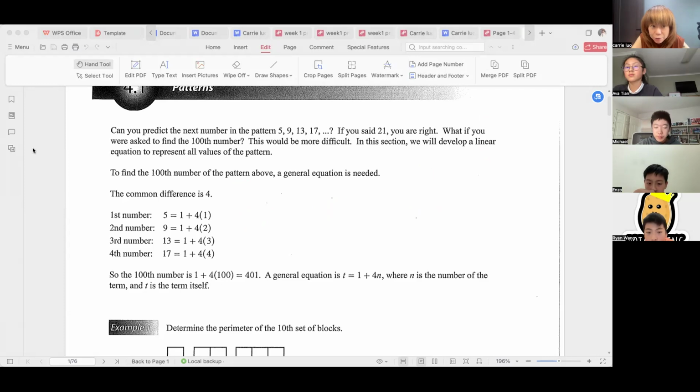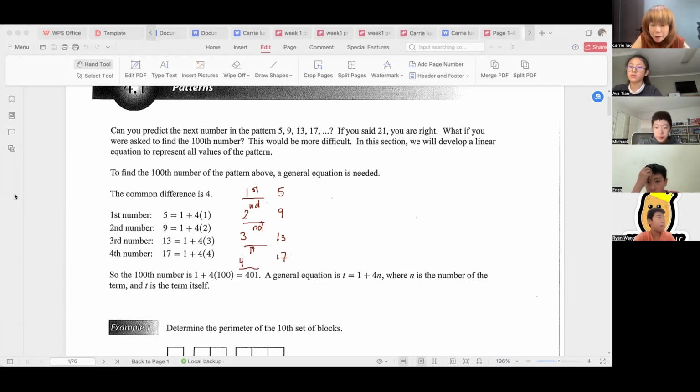So in order to find the 100th one, you don't have to know the 99th one. You only need to know the first one, then you know the rest of them. Let's see how to do it. The first one is 5. The second one is 9. The third one is 13. The fourth one is 17. It is very important to put every single sequence number in front of it.